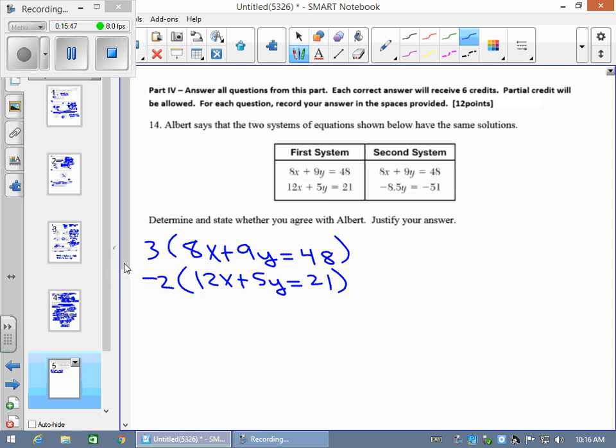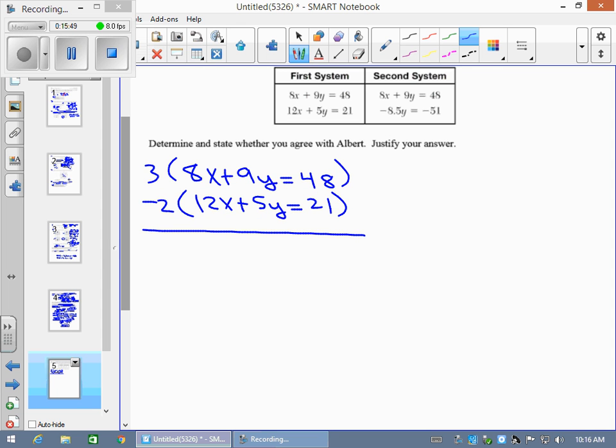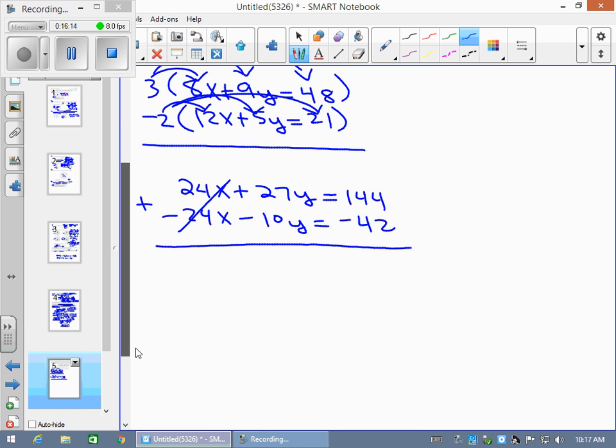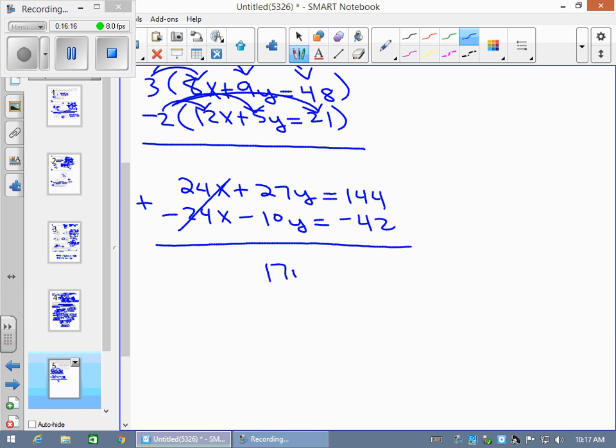When I distribute the 3 to each term, I get 24x plus 27y equals 144. When I distribute the -2 to each term from the second equation, I get -24x minus 10y equals -42. When you add up and down, the x's will cancel out, giving you 17y equals 102. If you divide both sides by 17 to solve for y, in the first system y is 6.